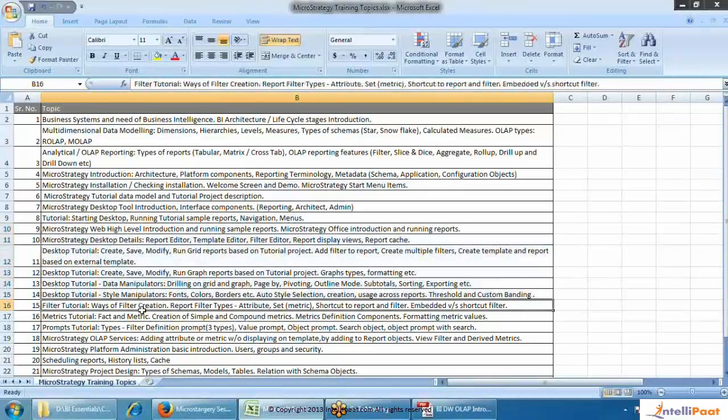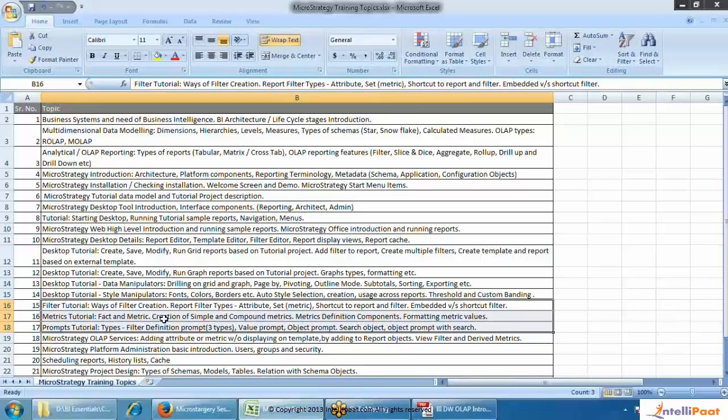Then we'll get into these three specific objects: filters, metrics, and prompts. These objects are used for providing additional functionality to your current reporting environment. Filtering is like selecting what you want to see, and then doing that at runtime is prompts. For example, you have got 10 years of data and you want to only look at this year and last year. So that is called filtering.